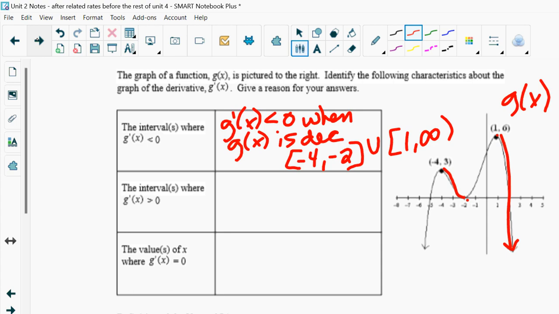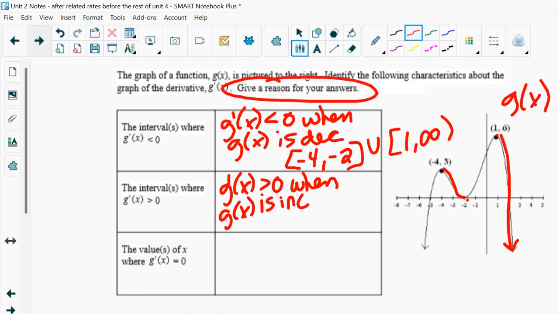We have kind of done this before. We just haven't talked about it with derivatives. So the intervals where the derivative is greater than 0. Again, I can say the statement, g prime of x is greater than 0 when g of x is increasing. Yes, because it says give a reason for your answers. And so we're practicing for FRQ life right now.